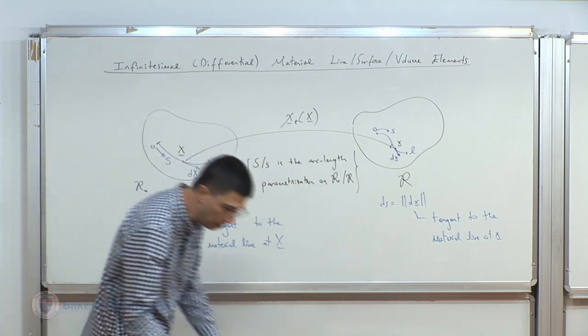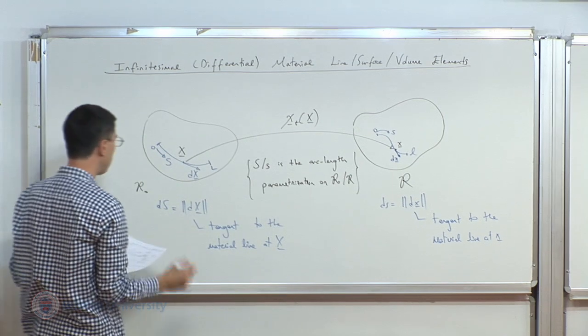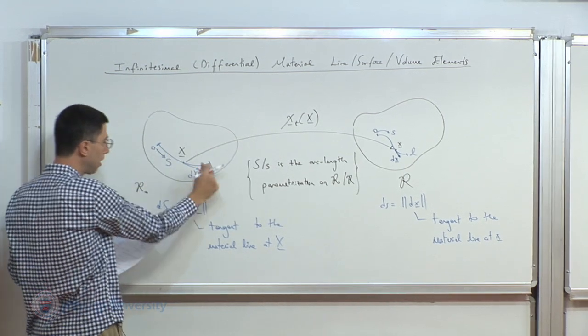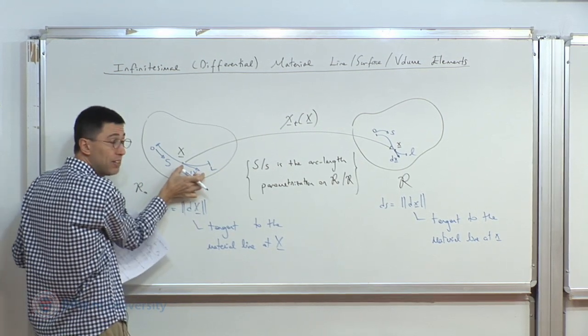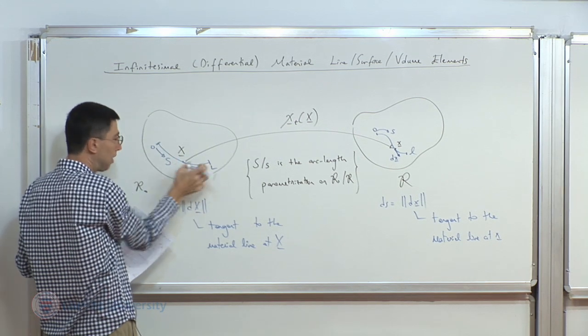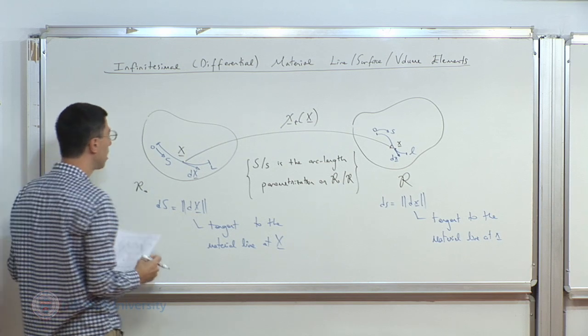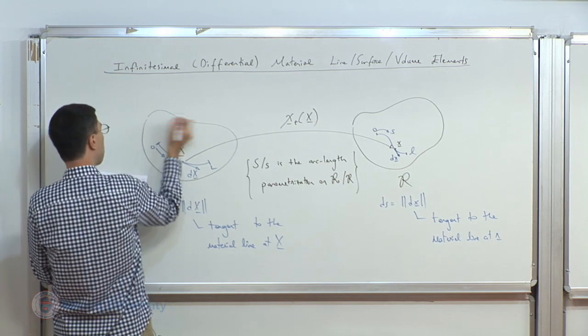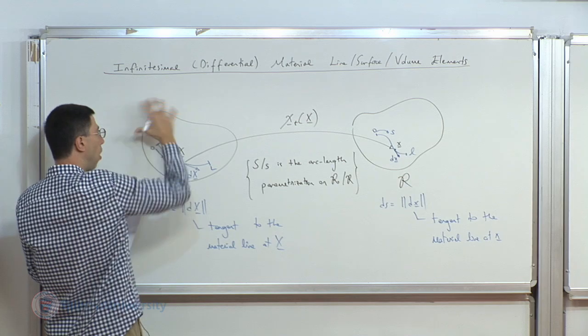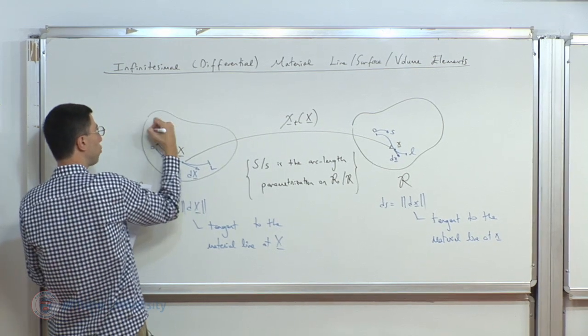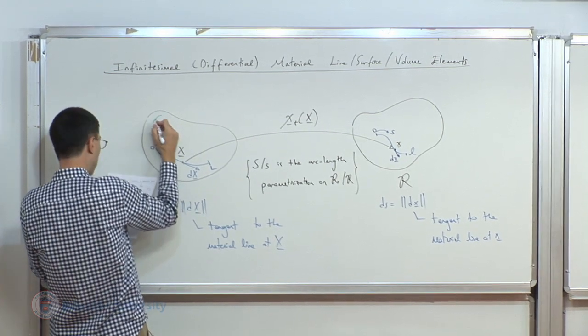Every point on this blue line gets mapped onto this one through the motion function, and hence the name material line. Now, that is a line, and this is, if you like, an infinitesimal line element. This is a finite line, but that one is an infinitesimal line element with some infinitesimal length. Similarly, I could draw a surface element. So on the surface of the object, I'm going to take a patch.